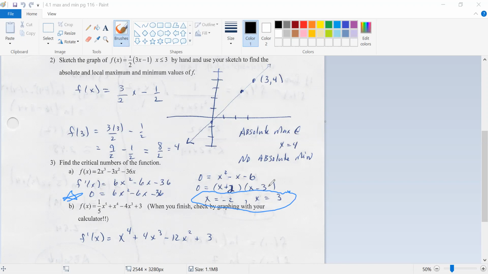Try B. Turn the computer off or pause the video. And when you come back, I'll try to help you out.